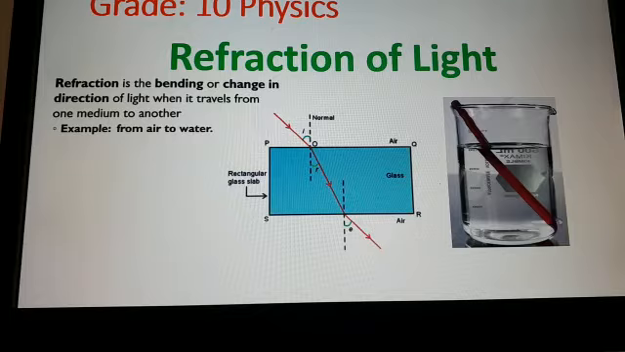Here it is showing a glass block or glass prism. The light is traveling from air to glass and from glass to air. This is an example of refraction. If you put a pencil in water, you can see that it looks bent. This process is called refraction, the bending of light rays when passing from one medium to another.